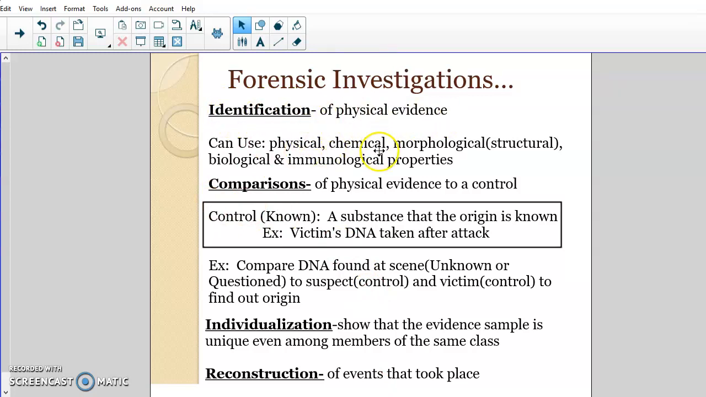You can use physical, chemical, morphological, biological, immunological properties. So any way that you can. You find something at a crime scene, like say that you find hairs and you want to identify, is it human, is it animal, so on and so forth. You could use microscopes, you could use lab procedures, whatever it is. So the first thing that you're going to do is identify what the actual evidence is.